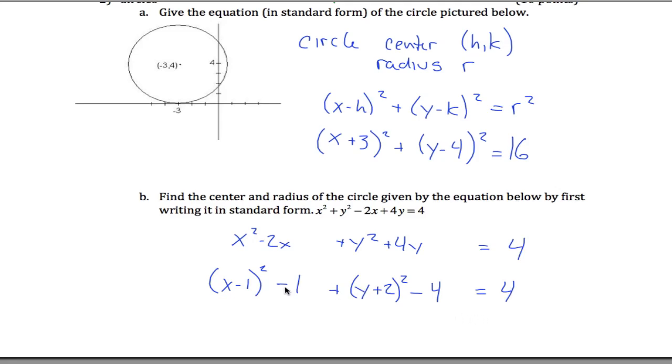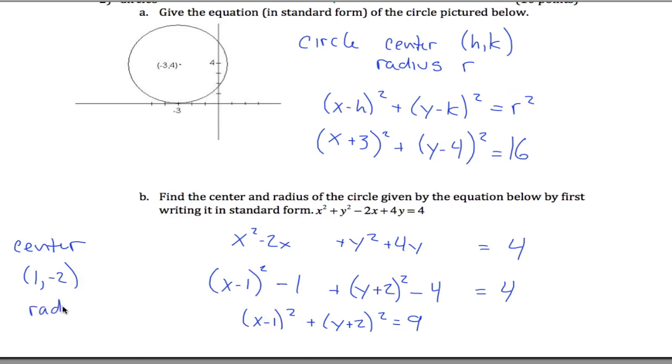To get it into standard form, you'll just want to add 4 over to this side, add 1 over to this side, and get (x minus 1) squared plus (y plus 2) squared is equal to 9. And when you have it in this form, you can tell that the center is at positive 1 for its x coordinate and -2 for its y coordinate. That's because I know that if the center is (h, k), we get x minus h. So if I get x minus 1, the center must be 1 comma something.